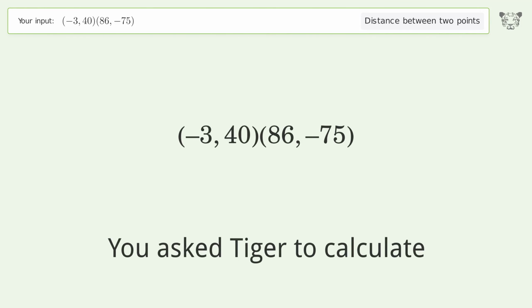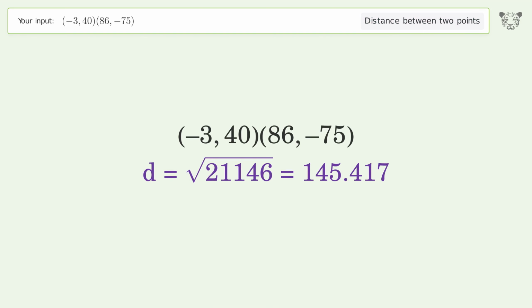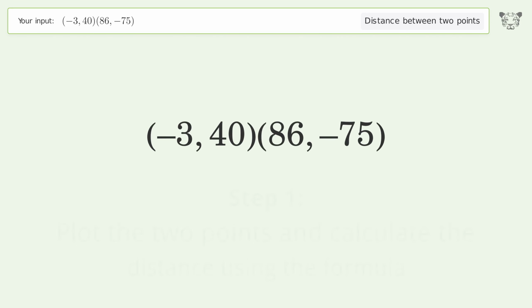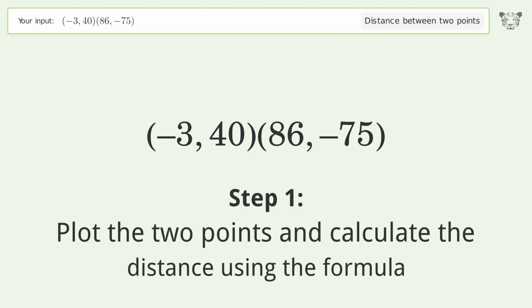You ask Tiger to calculate. This deals with the distance between 2 points. The distance between the 2 points is the square root of 21,146, or 145.417. Let's solve it step by step.